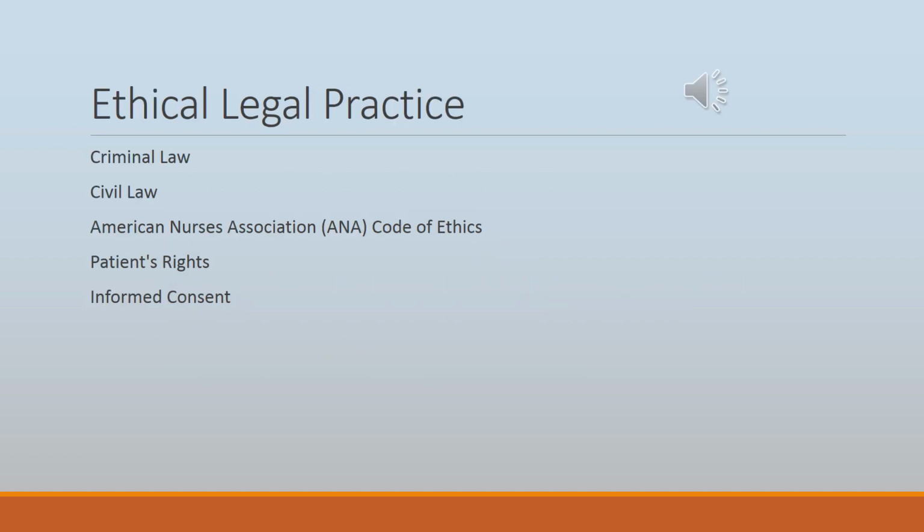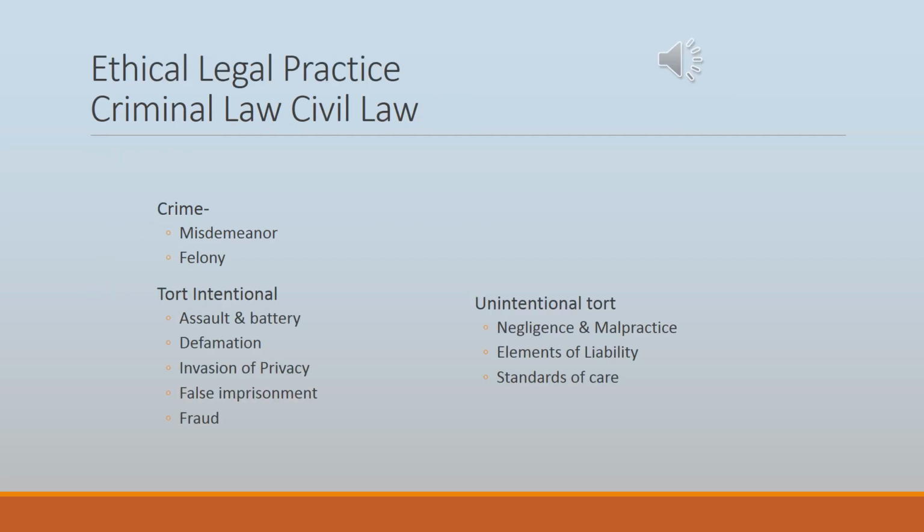In the concept ethical legal practice, the exemplars are criminal law, civil law, American Nurses Association Code of Ethics, patients' rights, and informed consent. The concept of ethical legal also has the exemplars criminal law, civil law. A crime is a violation punishable by the state, whereas a tort is subject to action in a civil court, with damages usually being settled with money.